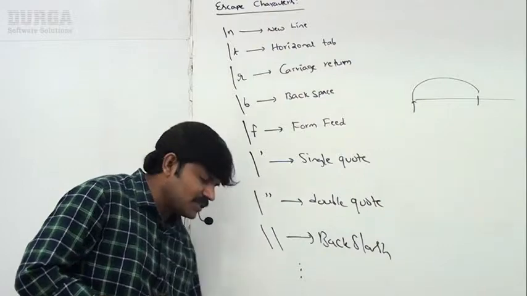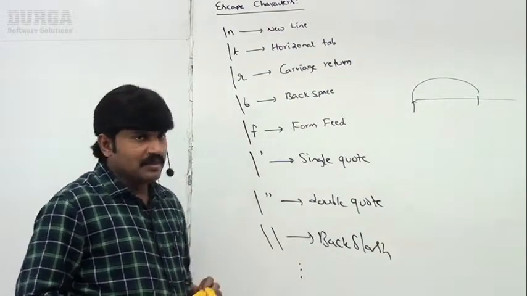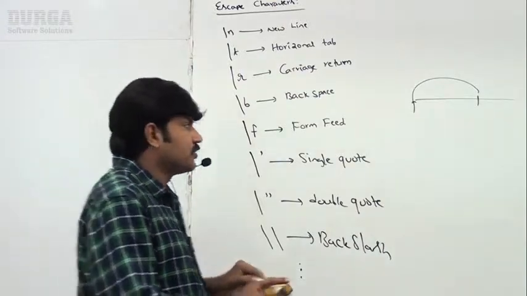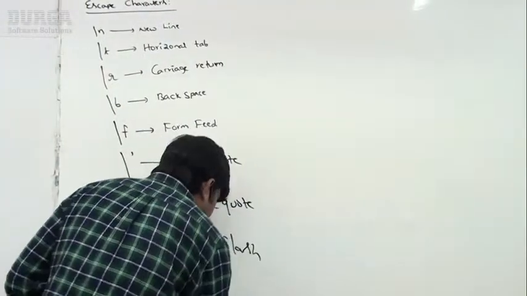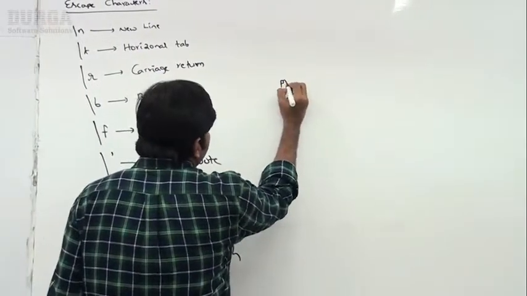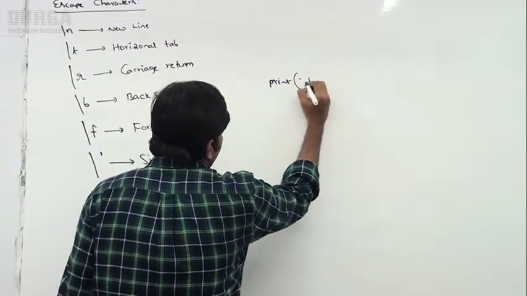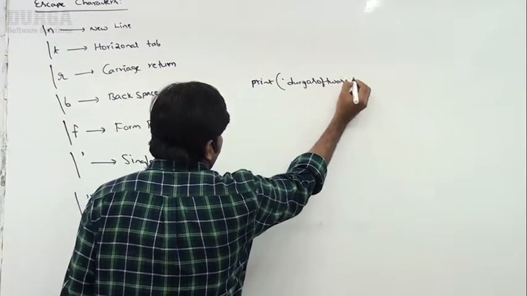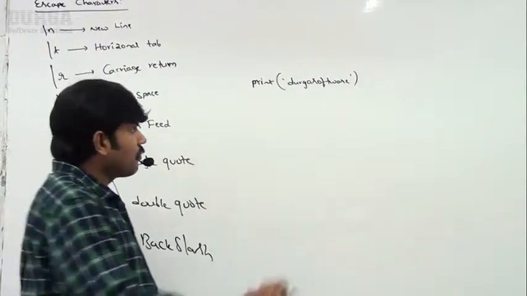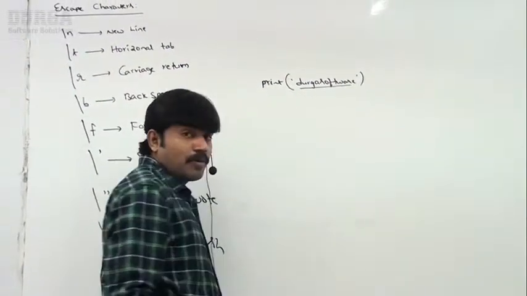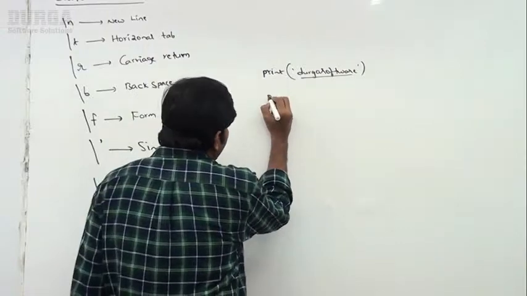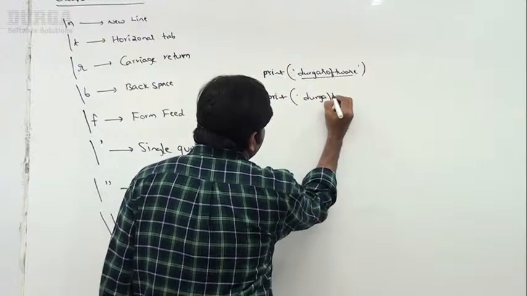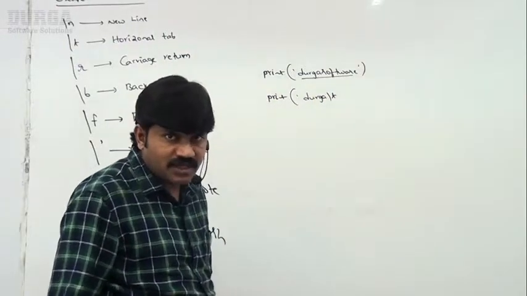Multiple escape characters are available in Python. Let me provide a basic idea of how you can use them. Observe carefully: if I take print of "Durga software", it is going to print as it is, no problem at all. But if I use print of Durga backslash t software, what is this?